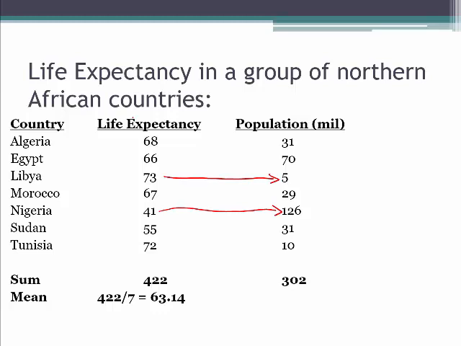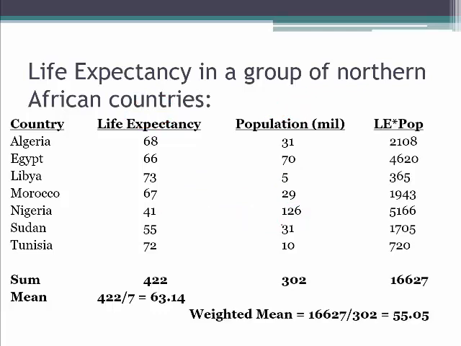And we were interested in life expectancy. So that's going to be my original value, x sub i. That leaves the population as what we want to weight it by. What we're saying here is we want to weight Libya with a value of 5, and we want to weight Nigeria with a value of 126. So just by weighting it more, it places more importance on this one.